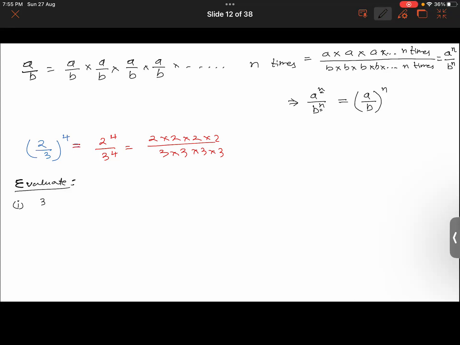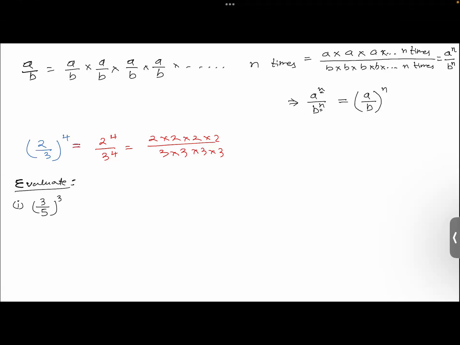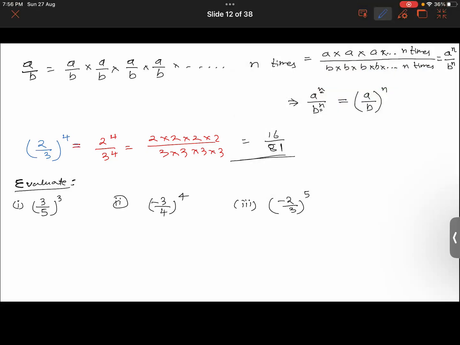Good. So (3/5) raised to the power 3. All of you are required to solve it separately and answer in the chat box. You have to evaluate them, solve them, find the final answer. Simplify them just how I have written, (2/3) raised to the power 4 equals 16 upon 81.